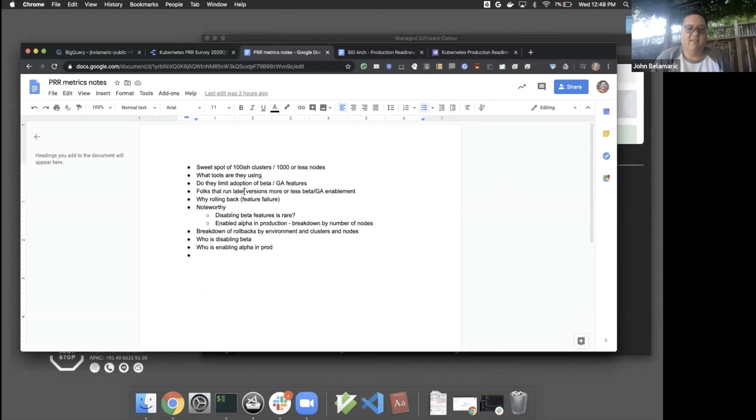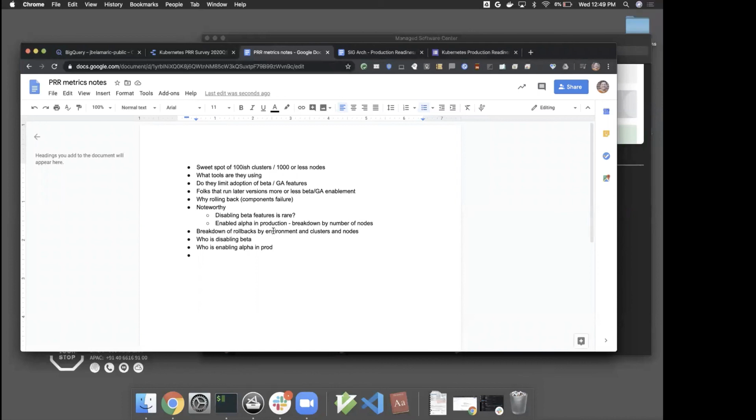Right. We suspected that, right? Because it's enabled by default, and other than beta in the API group or whatever. This is actually usually components. Yeah, disabling beta is rare. A scary number of people enable alpha in production. That's something I'm not sure what to do about. Next time we should ask which alpha features they enable.